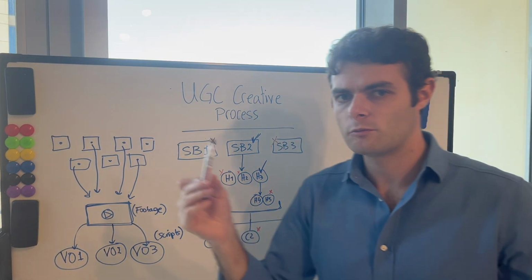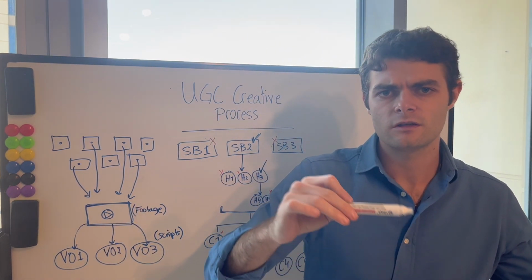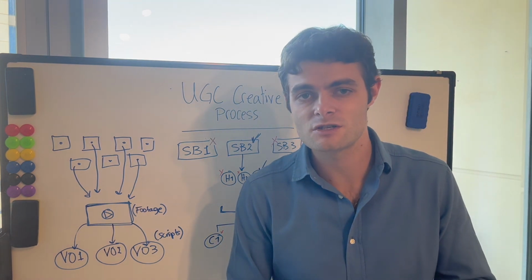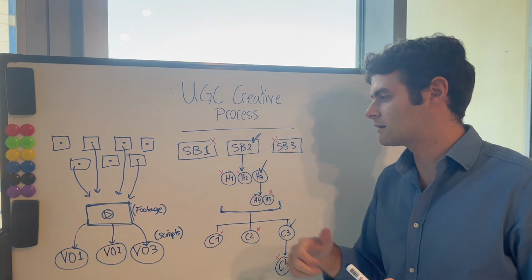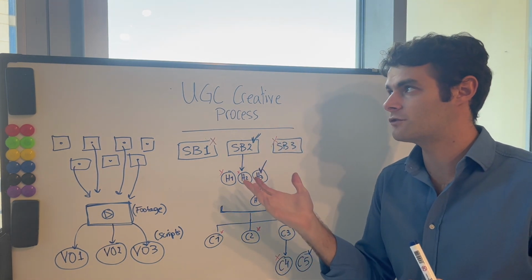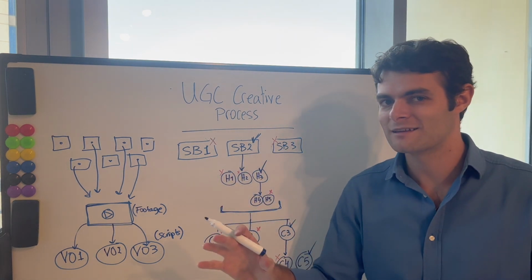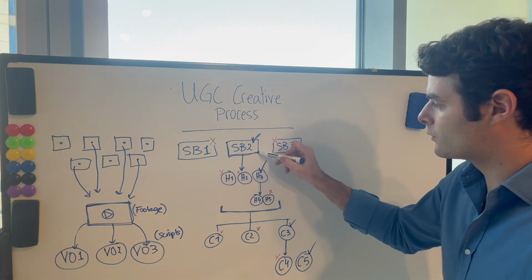Do we scale with more UGC people? Do we scale with more hooks? Do we test other storyboards? The answer is actually, there is no answer. There are so many ways to do this. But one way that we do it for our clients is that we kind of do everything at the same time. But if I have to prioritize things, I would prioritize finding a winning storyboard.